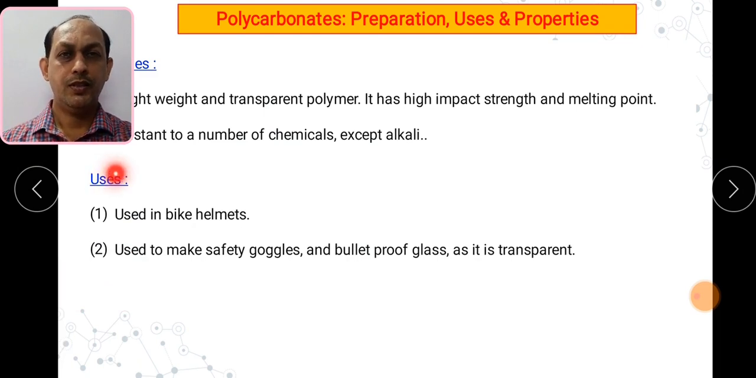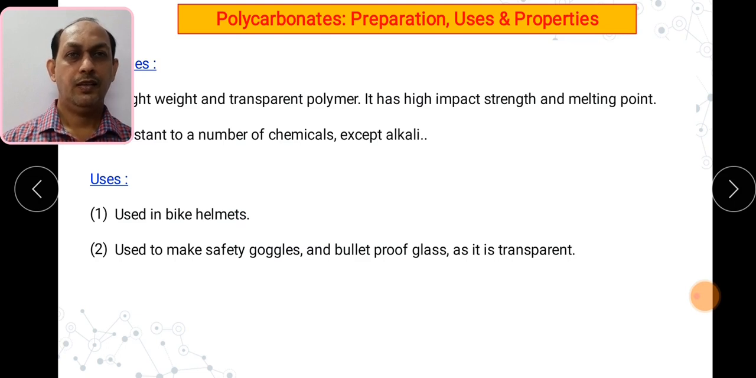So what are their uses? They are used for preparation of bike helmets. Helmets बनाने के लिए उसका use किया जाता है because they have very high strength. So it is also used for the preparation of safety goggles and bulletproof glass as it is transparent. So you can imagine what kind of strength these polycarbonate materials have for preparation of safety goggles. हम जो laboratories में use करते हैं to have the protection from the chemicals, या बुलेट प्रूफ ग्लासेस जो बनाते हैं उसके लिए भी ये पॉलीकार्बोनेट्स का मटेरियल यूज़ किया जाता है.